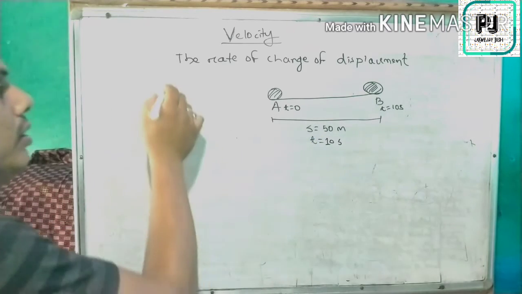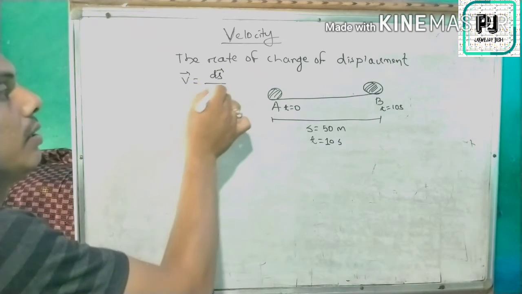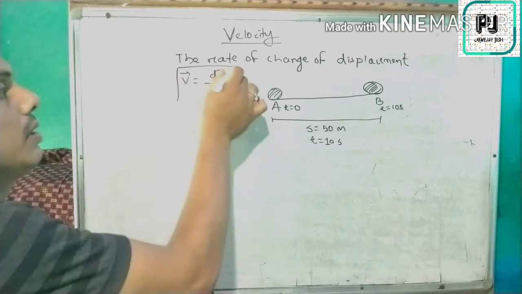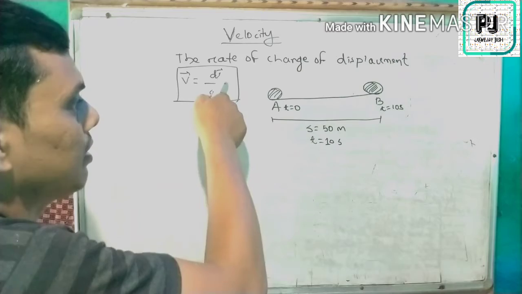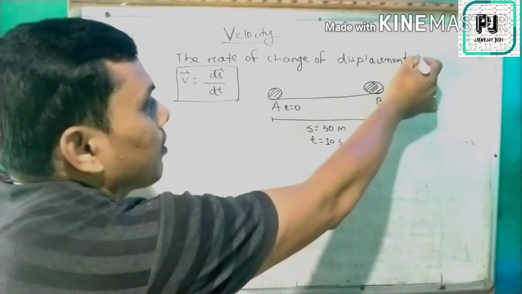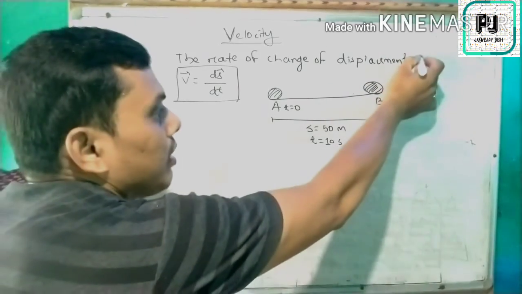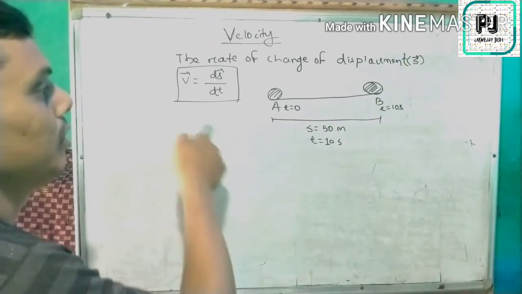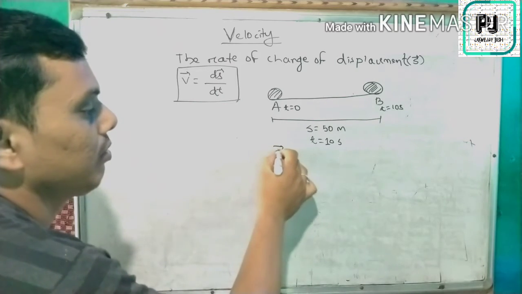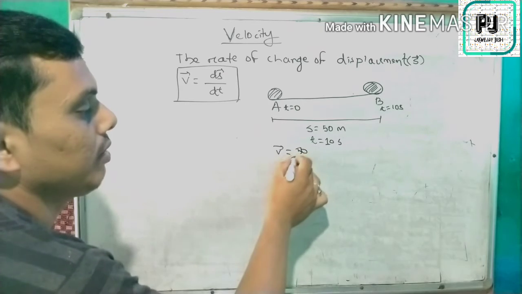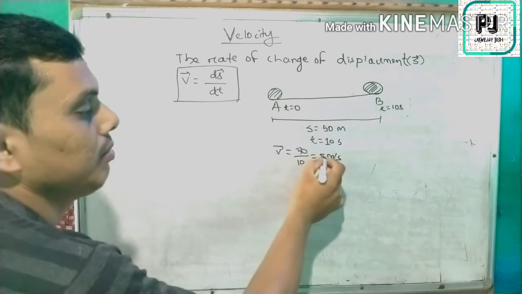So how can we find out? The velocity is the displacement divided by the time. The displacement has the symbol S vector, which has magnitude as well as direction. So the velocity is ds by dt. Here the velocity will be 50 divided by 10, that is 5 meter per second. This is the velocity.